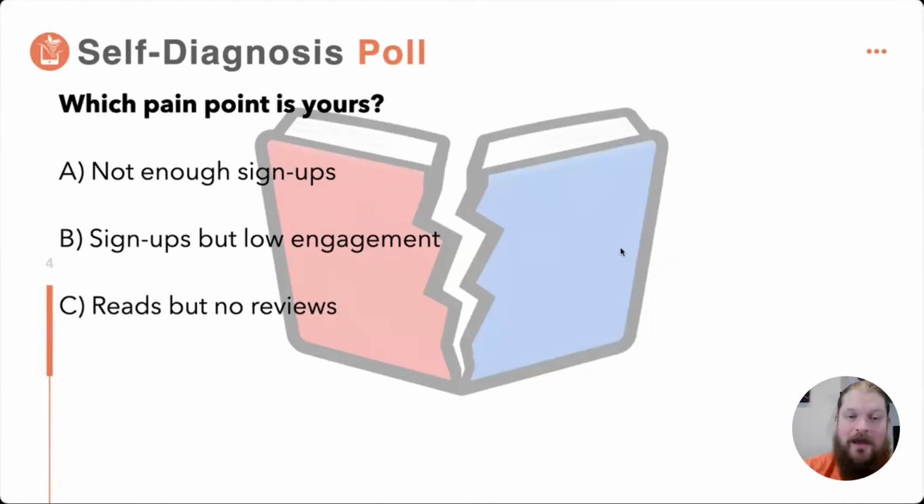C, you have reads, they're actually reading the book, but you're not getting reviews off of that. Maybe that's what you were looking for, hoping to get reviews on that reader magnet and build an ARC team. We talked about this before in a few different webinars, where you can use a reader magnet to build an ARC team if that's your goal. And you're not seeing that, so that could be your pain point.